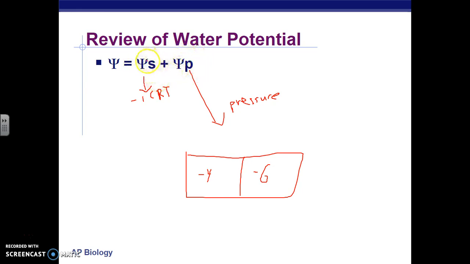The solute potential is given by the equation negative iCRT. i is the number of particles the solute breaks up into. Usually it's 1 if it's covalent, if it's sugar.